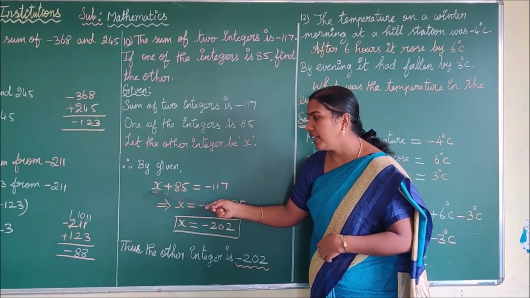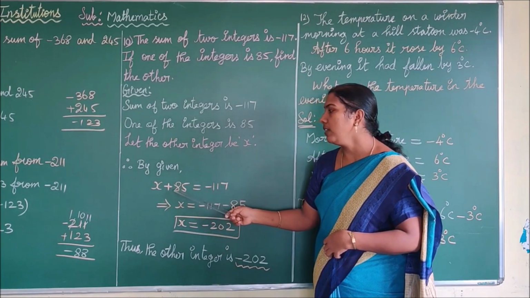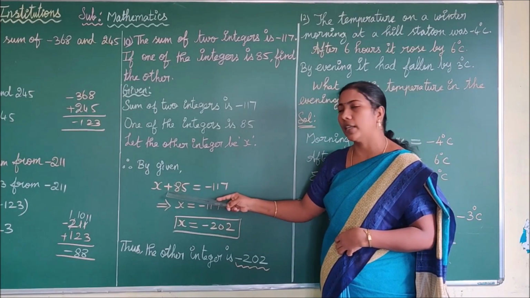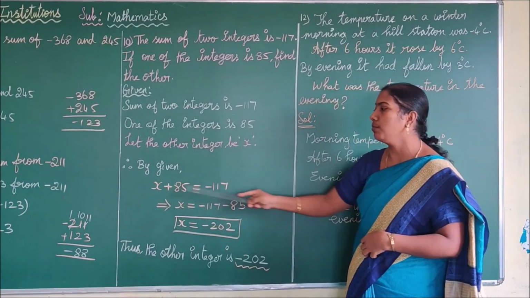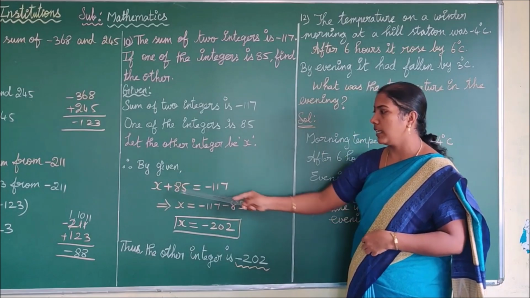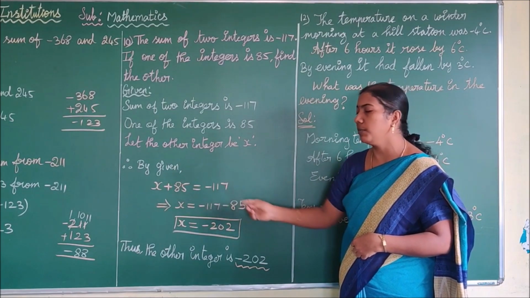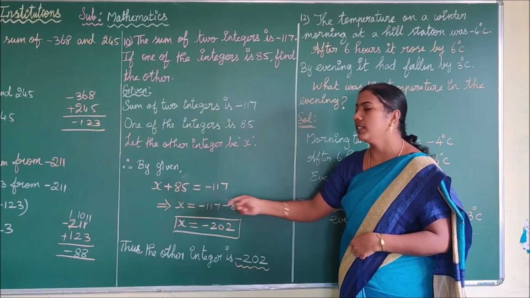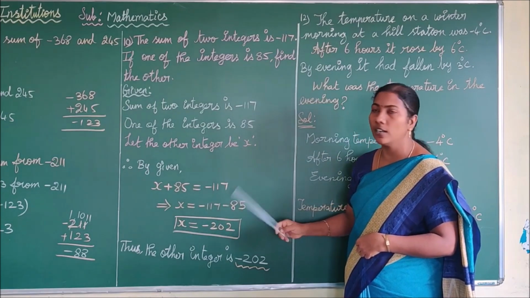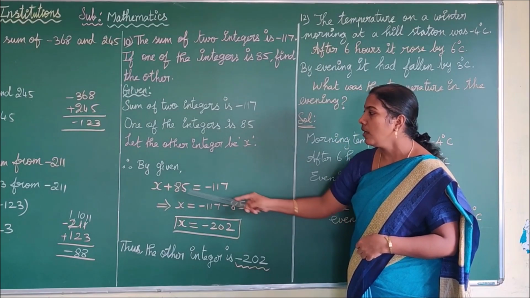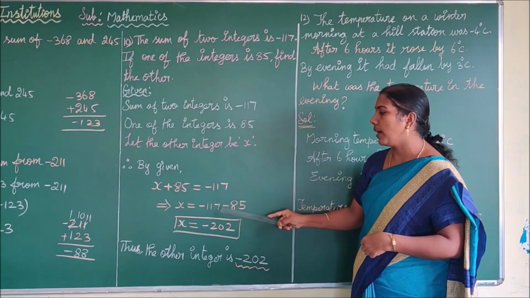In order to find the value of x, we are bringing this 85 to this side. Here, the 85 has a plus symbol. By coming this side, the symbol changes into minus. Here, plus means coming this side you get minus. Here, multiplication means here divide. Here, divide means here multiplication. It's clear, children? Thus, x equal to minus 117 plus 85 coming this side means minus 85.